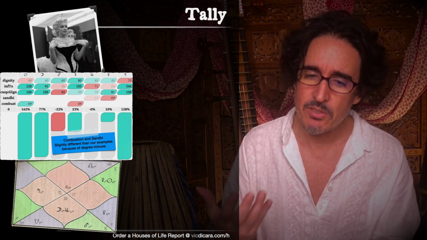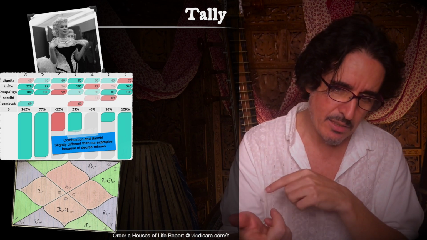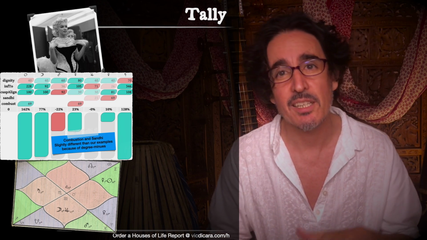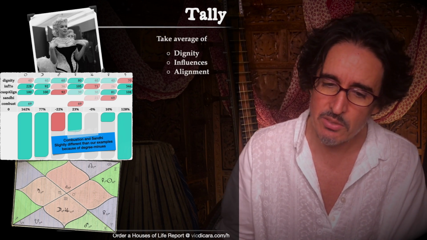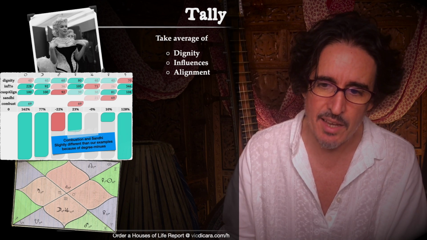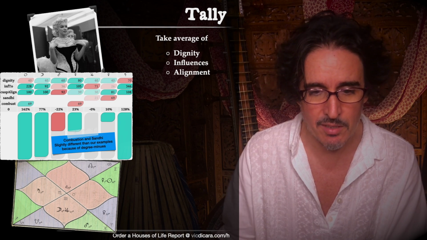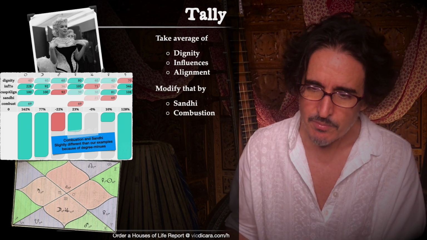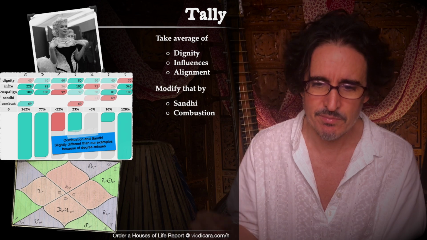The reason is simple. In these examples that I've been showing you, I just rounded off all the minutes and the seconds. But in the actual software that I created for this Houses of Life report, I don't round off minutes or seconds. I use the minutes and seconds. And that's why the numbers are slightly different. Now, to tally everything up, it starts very simple. You just take the average of these first 3 principles. You take the average of dignity, influences, and alignment. Then you modify that average by the Sunday and the combustion.